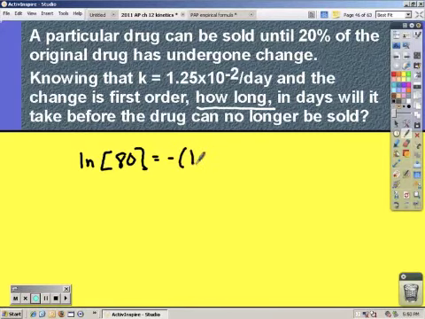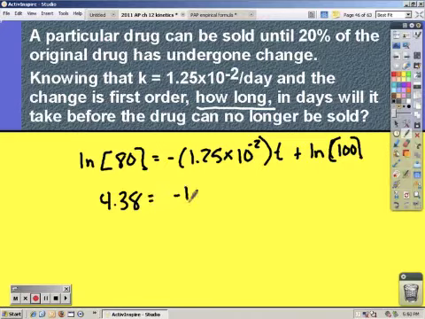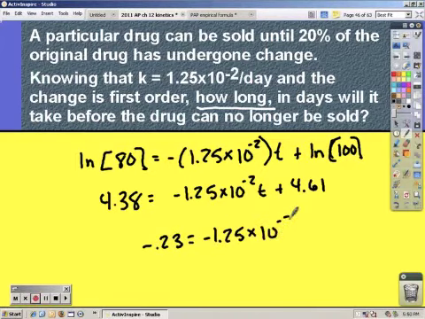Our negative k was given. Time is what we're looking for. Plus, because we're dealing with percent, 100 is the start value. Solving for t. Simplify, subtract, and then divide. t is 18.4 days, since we had days up at the top.